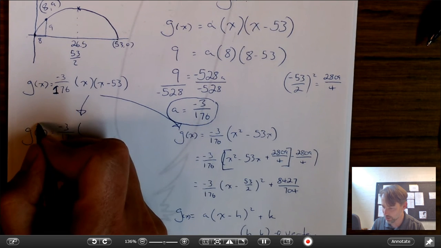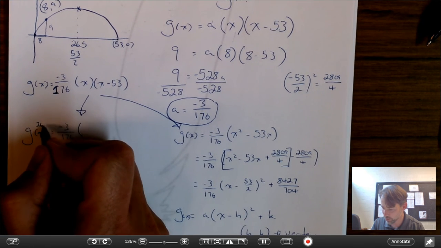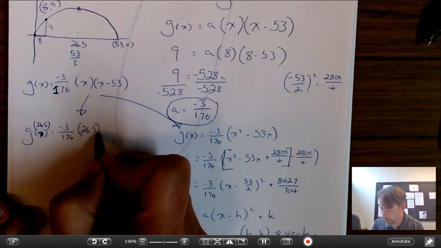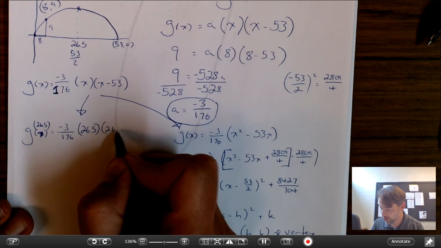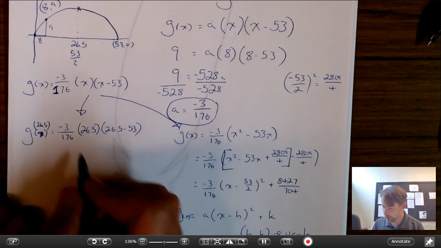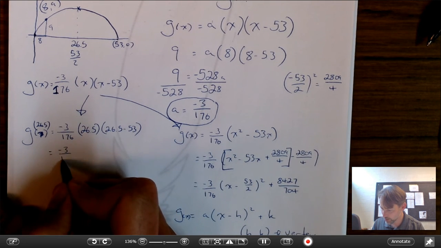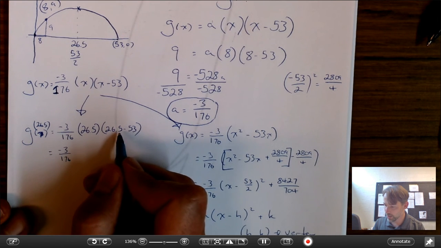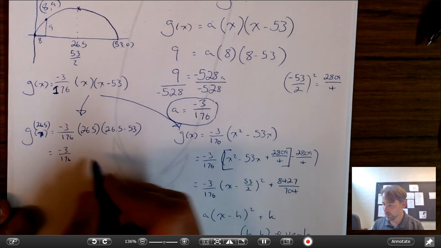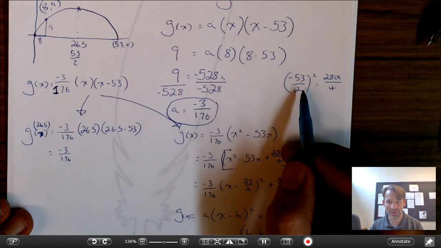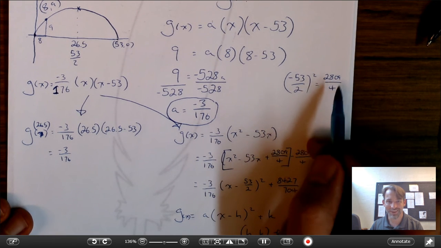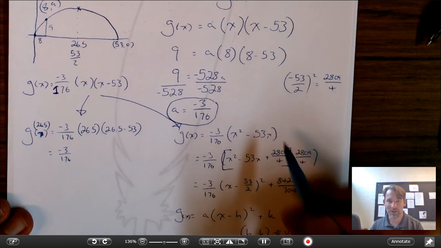So this is actually not g at x. This is g at 26.5. Yeah, that's g at 26.5, which is equal to 26.5 multiplied by 26.5 minus 53. All right, so let's evaluate that. That is equal to negative 3 over 176 multiplied by 26.5 times negative 26.5. So we're multiplying by this number here. This is 26.5 squared right there. Yeah, it's negative that. So it's the same thing.